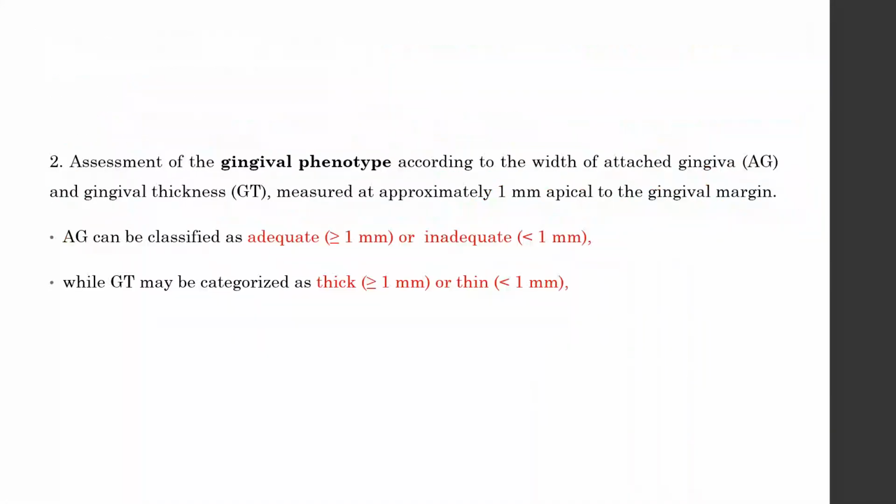Next is the assessment of the gingival phenotype. Under gingival phenotype, they have considered two components, that is width of attached gingiva and gingival thickness, which is measured approximately 1 mm apical to the gingival margin. So from 1 mm apical to the gingival margin, you have to measure the gingival thickness. They haven't mentioned any particular method. In fact, they have suggested that any of the methods can be applied for measurement of gingival thickness. But the only point is this thickness should be measured 1 mm apical to the gingival margin.